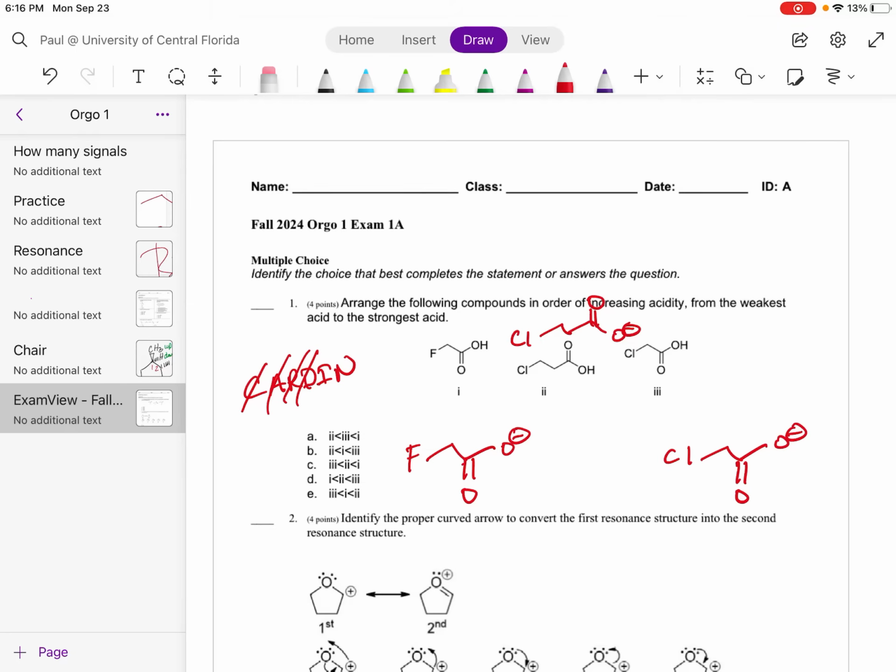Now the induction. What is the most electronegative atom here? We have fluorine. So it's going to pull the electron density on the oxygen towards the fluorine, which is a stabilizing effect. So this right there is the most stable conjugate base amongst the 3, because it has the most induction. That means its acid form, which is that one, is going to be the strongest acid.